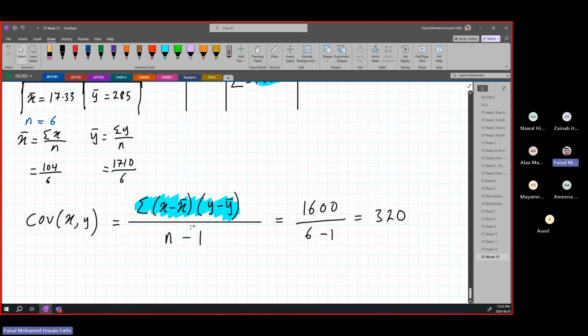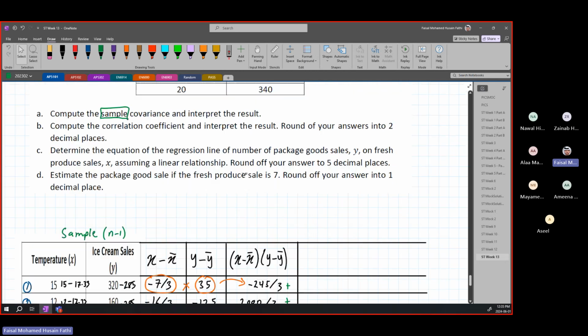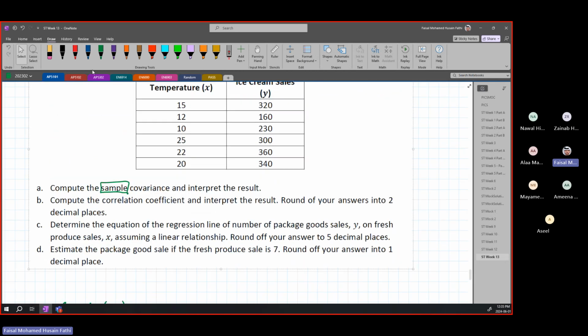This was part 1. All right, part A. We are trying to find the covariance. Let's look at the next part of the question. So part A is done. We're done with this.